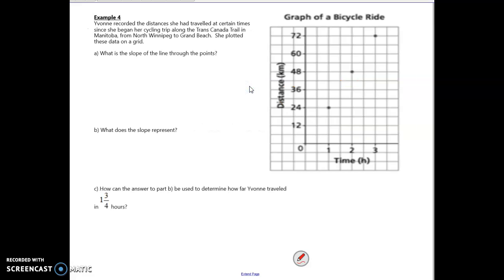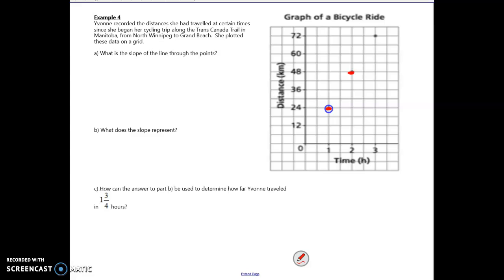Okay, and on to our final example. Example 4 says, Yvonne recorded the distance she had traveled at certain times since she began her cycling trip along the Trans-Canada Trail in Manitoba, from North Winnipeg to Grand Beach. She plotted this data on the grid, and we have that shown there. So the question is, what is the slope of the line through the points? We can just take 2 of our points. I'm just going to pick the 2 in the middle, and let's find the slope in between there.